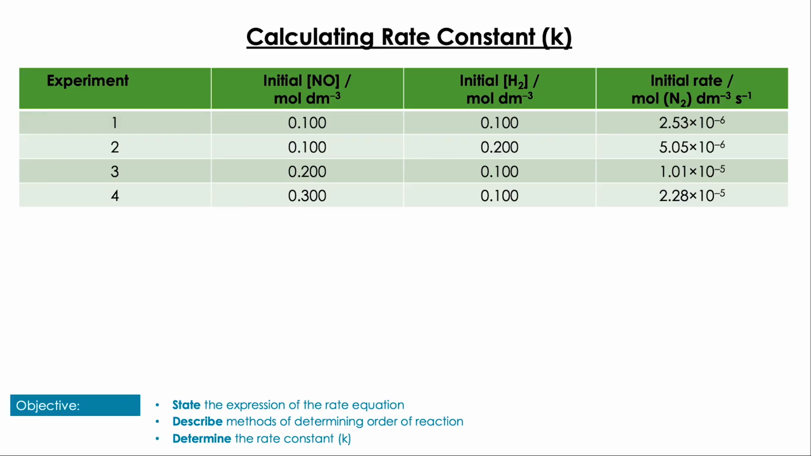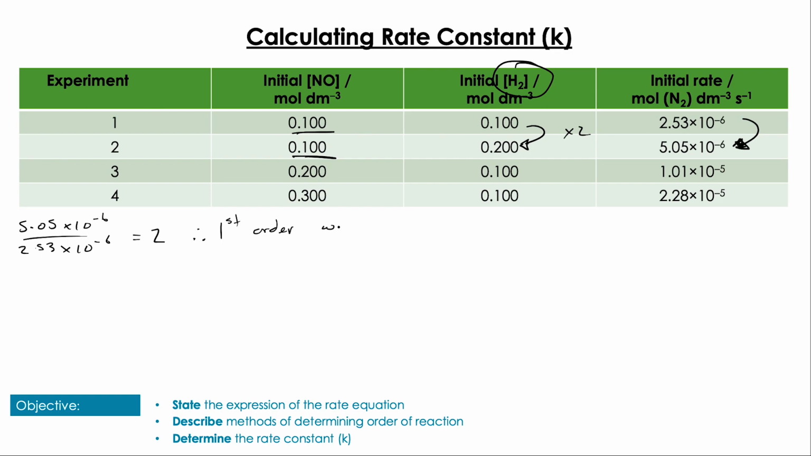So we can combine these last two skills and actually have a go at calculating the rate constant. Here we've got another table of experiments with initial concentrations of NO and H2 with some initial rates. To first calculate the order with respect to hydrogen, I find experiment 1 and 2, NO stays the same and H2 doubles. I find the change in rate there is also a factor of 2, so it's first order with respect to H2.